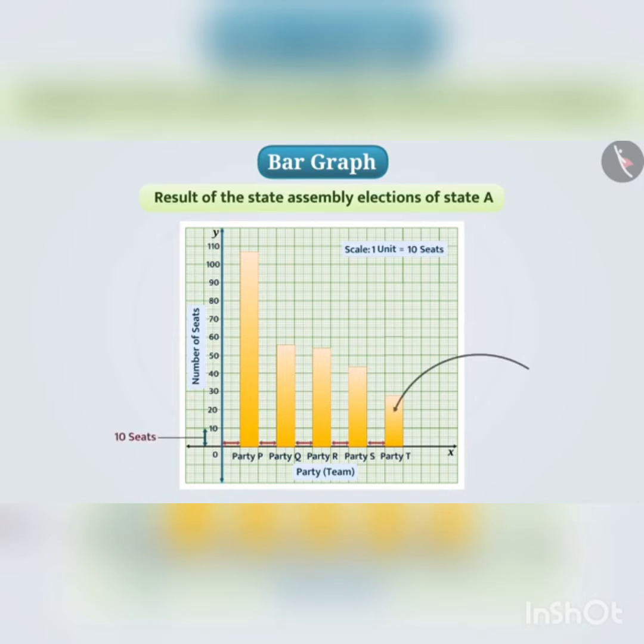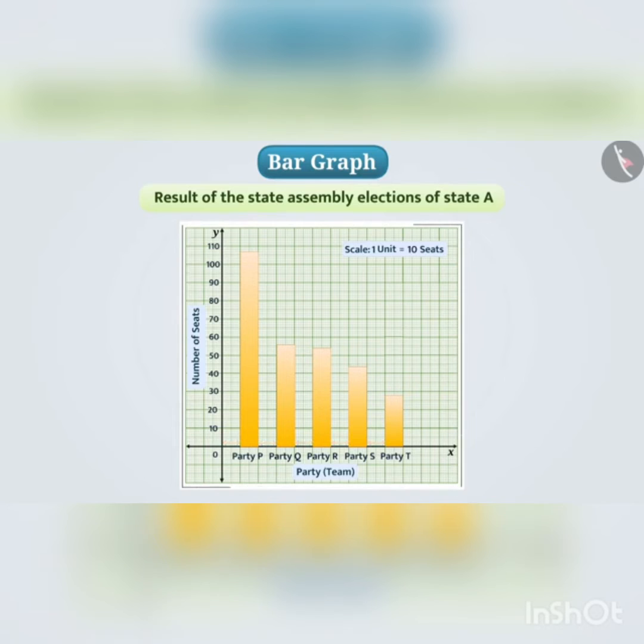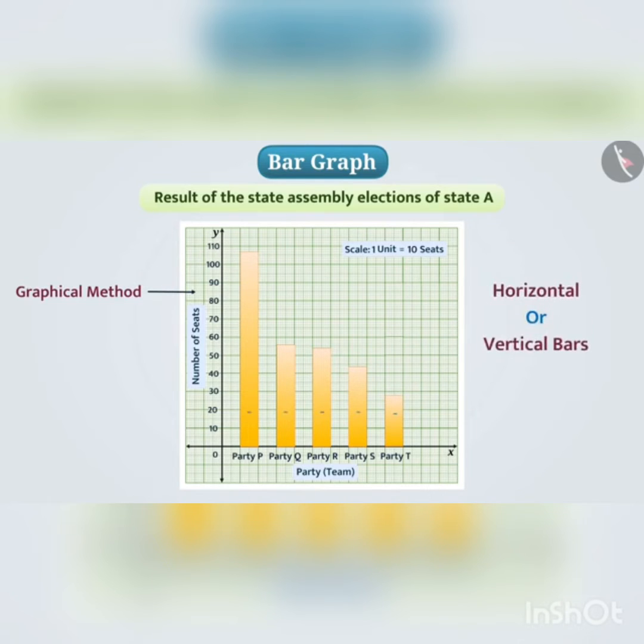Here, vertical lines of uniform width are drawn at equal distances. These are called bars. All the bars in the bar graph are of equal width and have the same distance. In the bar graph, the data is represented as the length of the bar. Thus, the graphical method of representing the data, in which data is represented by horizontal or vertical bars of equal width at the same distance, is called bar graph.